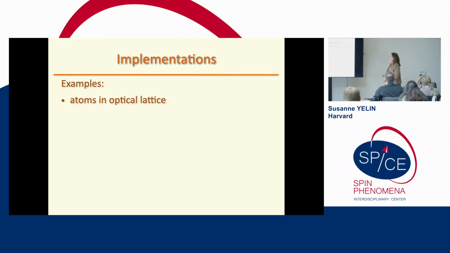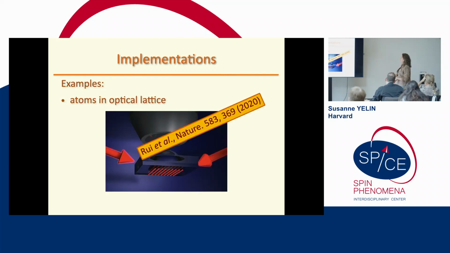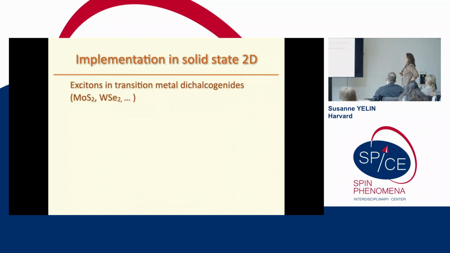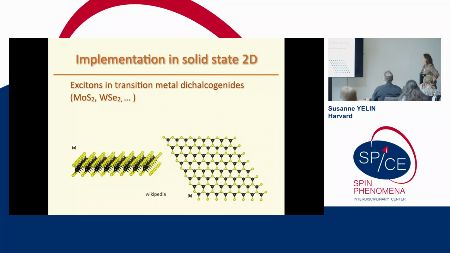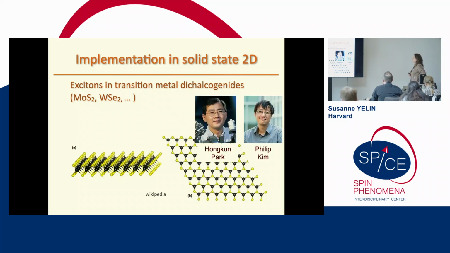How can one implement that? Well, atoms in an optical lattice is the obvious choice, and this is also the Bloch paper that was already cited before today. One can also imagine 2D semiconductors like transition metal dichalcogenides. And as it turns out, Hongkun and Philip at Harvard had actually seen a similar reflection pretty much within a few months of our paper here. But let's assume atoms for now.